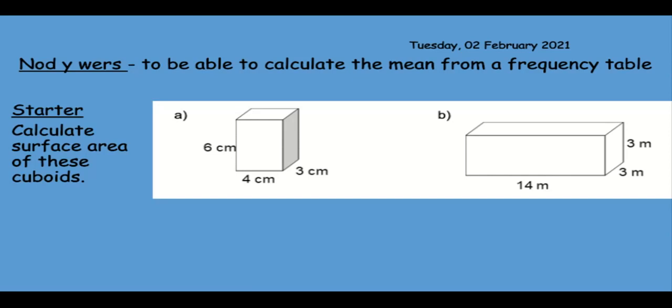This lesson is about calculating the mean from a frequency table. But this time we're going to look at the more formal method when we've got bigger numbers, and writing a list really wouldn't be very helpful. I'm going to start with finding the surface area of these two cuboids though. So just calculate them while you're working on them. Obviously pause and then we will come back and mark our own. Welcome back. Let's have a look at the answers.